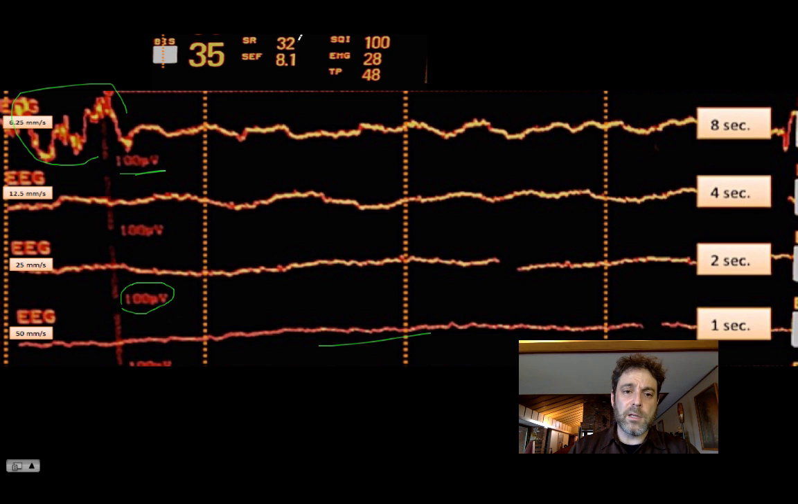The suppression ratio is 32, suggesting that indeed this is suppression. And the BIS is then reading falsely high at 35. If this is indeed a lot of burst suppression, I would expect the BIS to be single digits perhaps.